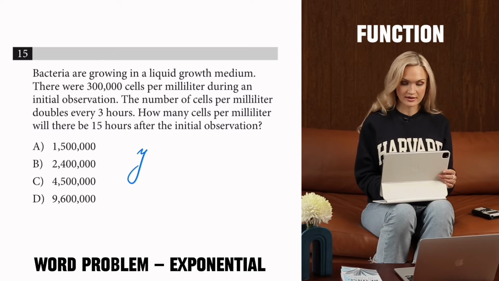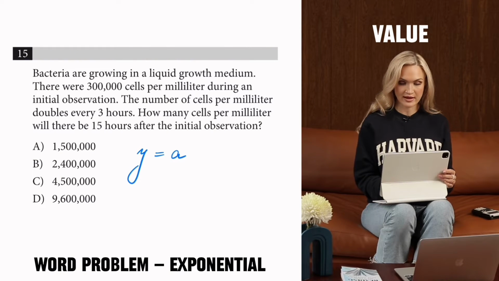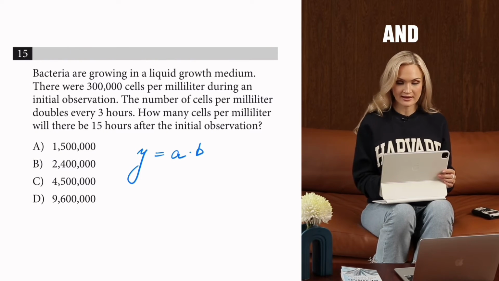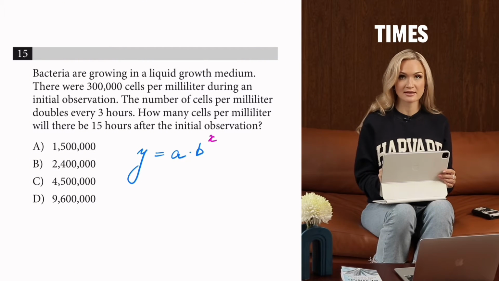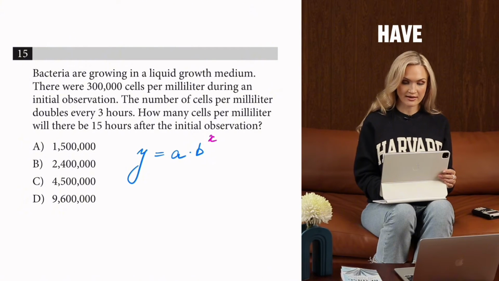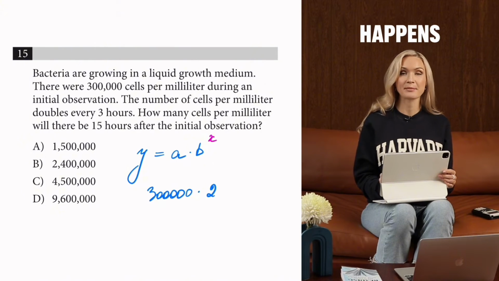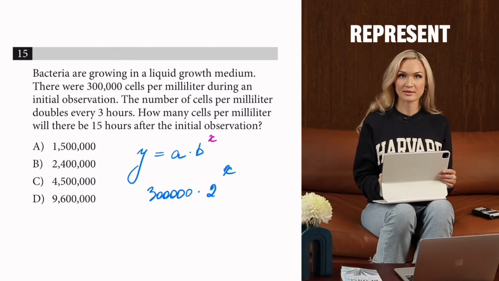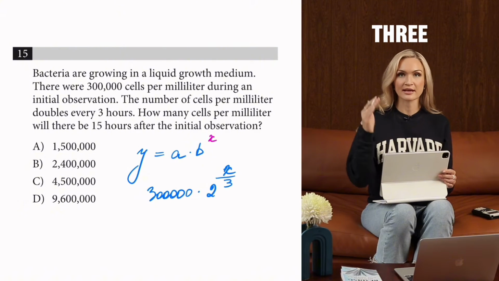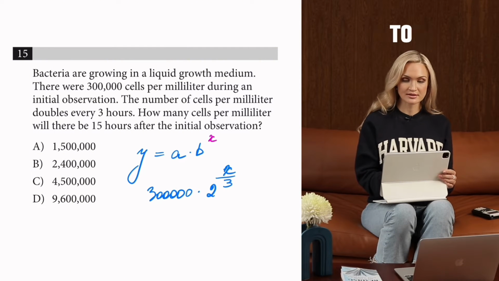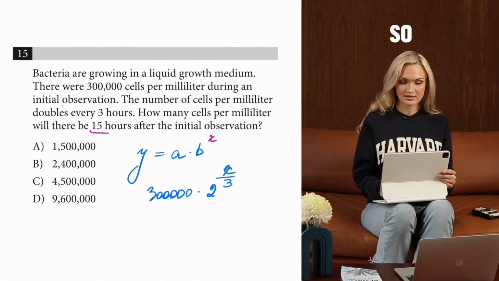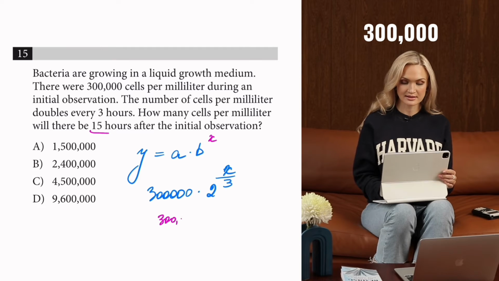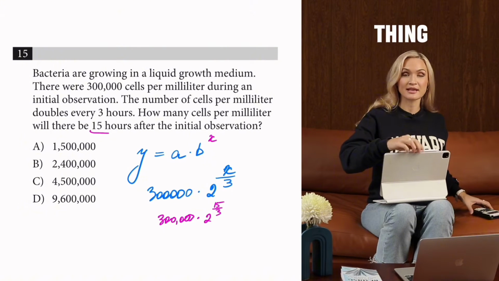15 looks like an exponential growth. In an exponential growth function, we have a, which is our initial value. We have b, which is our rate. And then x, which is going to be the number of times something happens. So here we have 300,000, which doubles, which means b is our 2. That happens every 3 hours. So the exponent is going to be x, and x would represent the number of hours over 3, every 3 hours. And we actually happen to know that x is equal to 15. So it's going to be 300,000 times 2 to the power of 15 over 3, which is the same thing as 5.